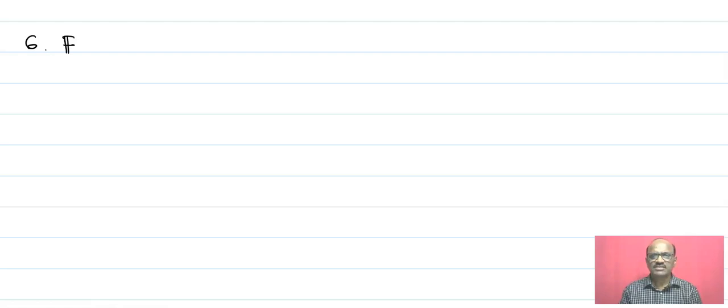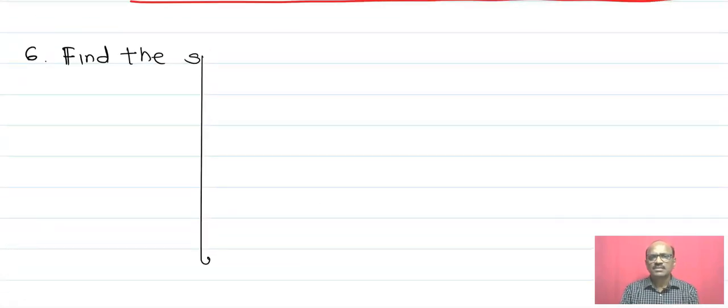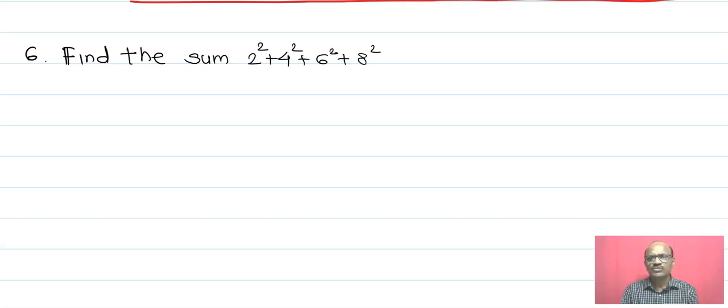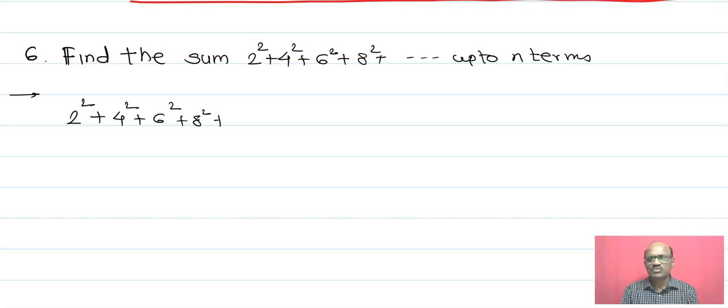Now the problem number 6. Find the sum: 2 raised to 2, 4 raised to 2, 6 raised to 2, 8 raised to 2, up to n terms, that is 2 squared plus 4 squared plus 6 squared plus 8 squared and so on.